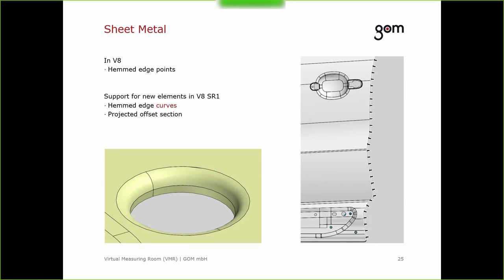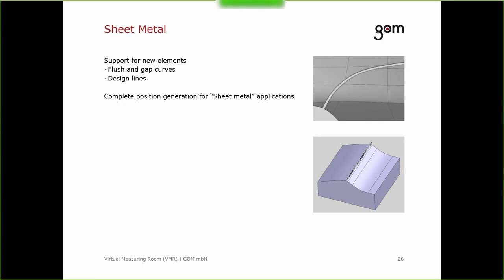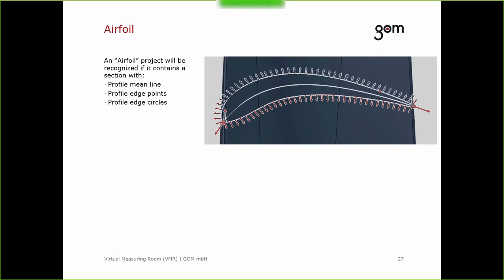Now we support new elements for sheet metal applications. The new elements are hemmed edge curves, projected offset sections, flush and gap curves, and design lines. With that, we completely covered the position generation for sheet metal application. Only when we know what we want to measure, we can generate positions for the measuring principles.